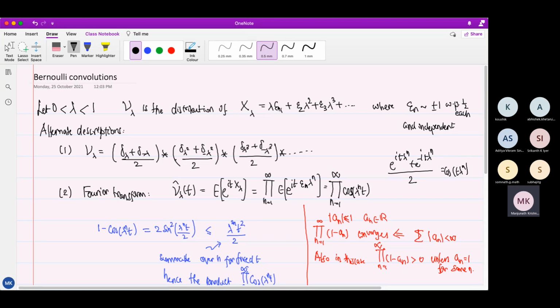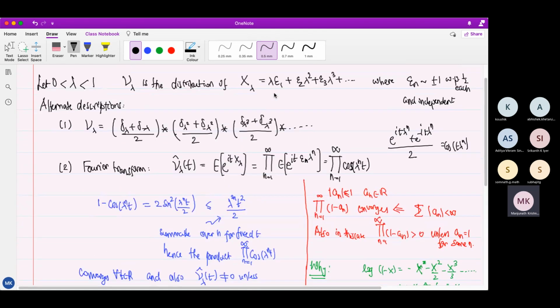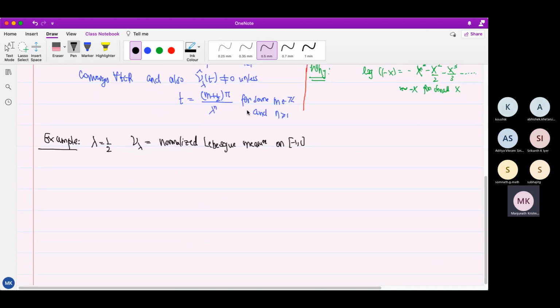If you prefer 0 or 1, you can get this epsilon by multiplying your Bernoulli by 2 and subtracting 1. So it's an affine transformation of that. If you are more happy doing that, you can, but it's the same thing. So nu lambda in this case will be normalized Lebesgue measure on -1, 1. So uniform measure on -1 to 1.